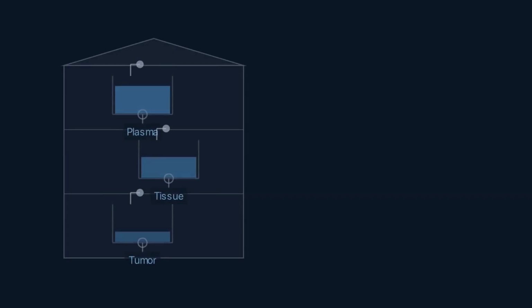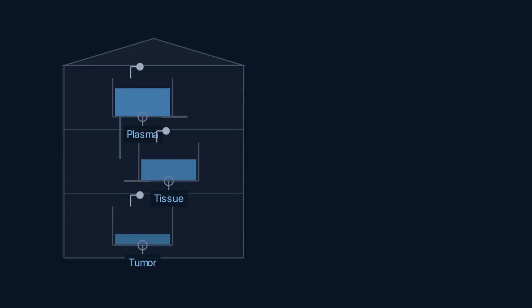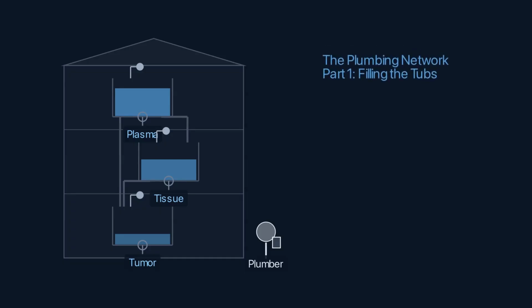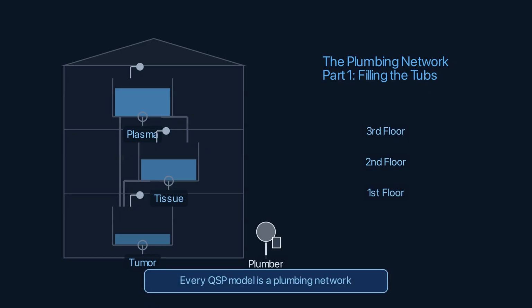In quantitative systems pharmacology, every model is a plumbing network. Drug goes into one compartment, flows to another, gets processed, gets eliminated. The math that governs all of it, ordinary differential equations, is just plumbing. Water in, water out, water level changes. Let's open the walls and watch the pipes.